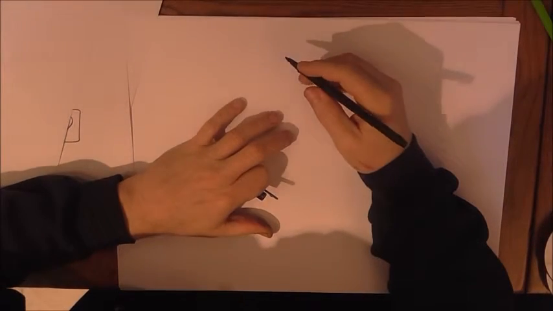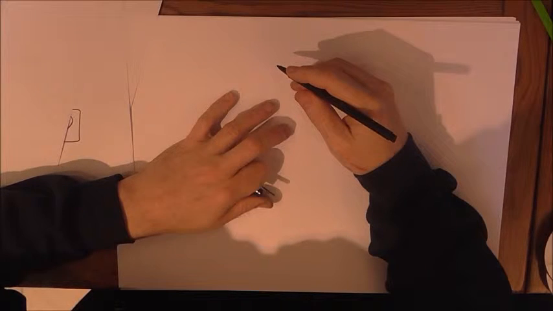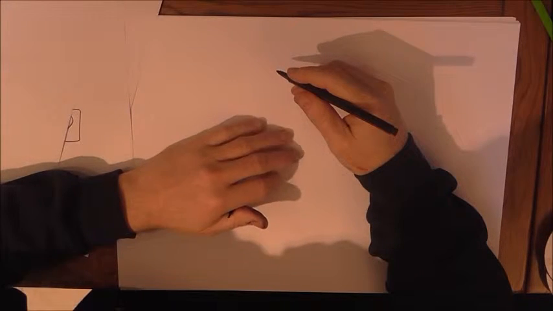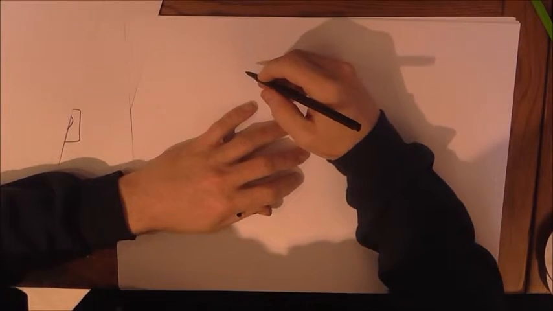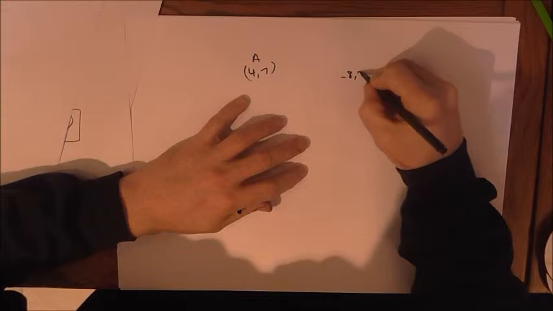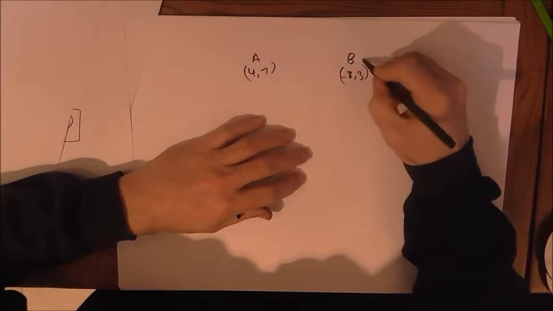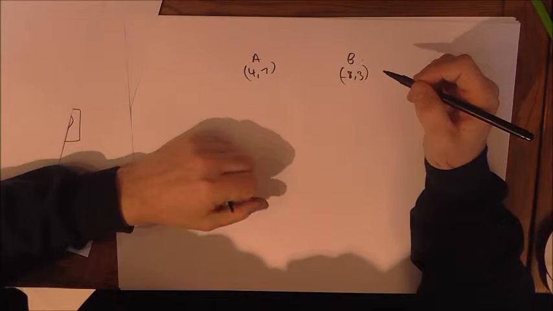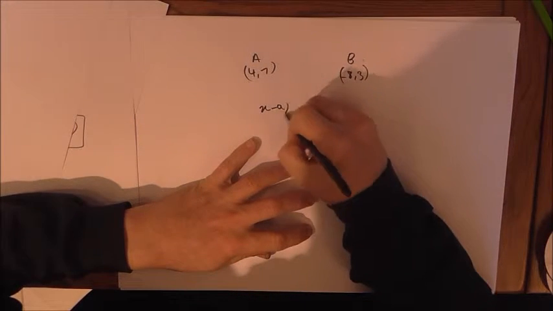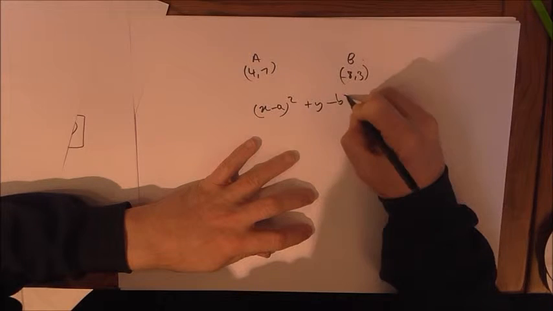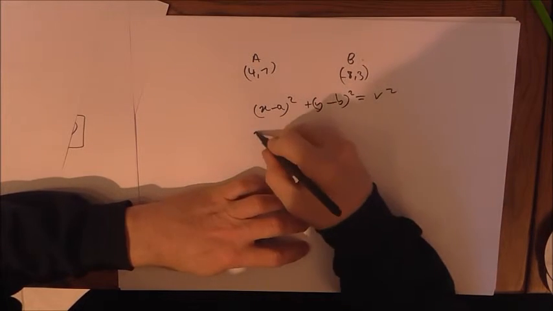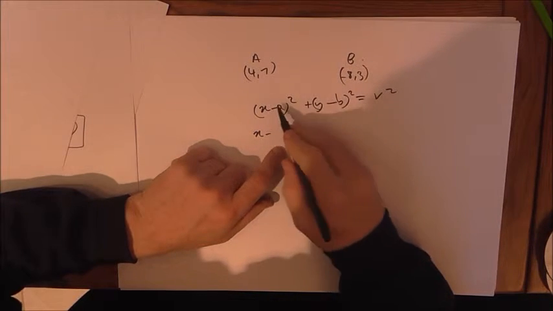Example 13 says that there's a line which is the diameter of a circle, and the line is AB, and 4, 7 and negative 8, 3 are the points at either end of the diameter. Find the equation of the circle. Well, the equation of a circle is this. The centre of the circle, if this really is a diameter, must be what's halfway between.